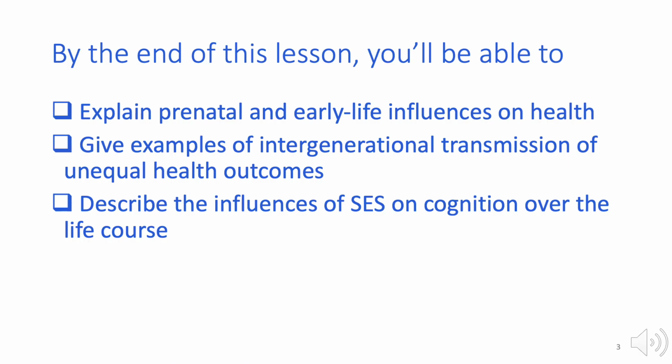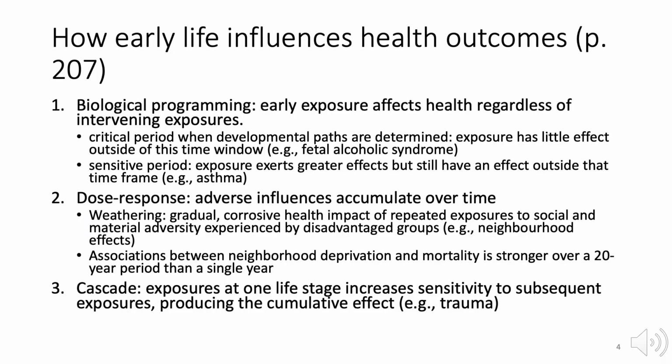Today we'll be talking about how health determinants cumulate across the life course. By the end of this lesson, you will be able to explain prenatal and early life influences on health, give examples of intergenerational transmission of unequal health outcomes, and describe the influences of socioeconomic status on cognition over the life course.